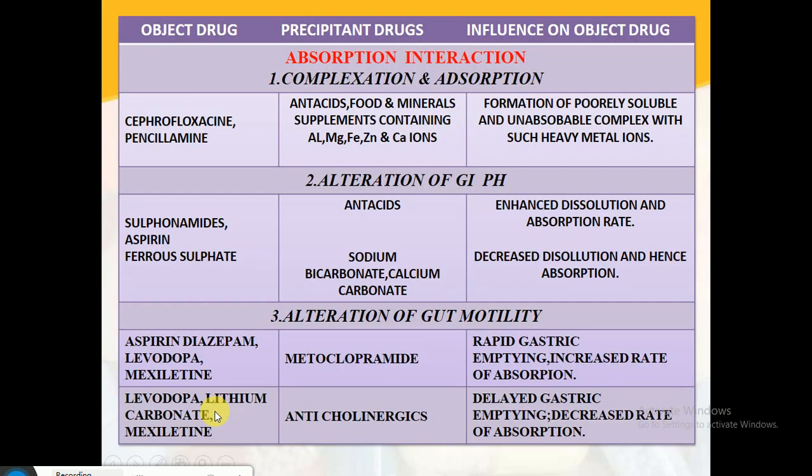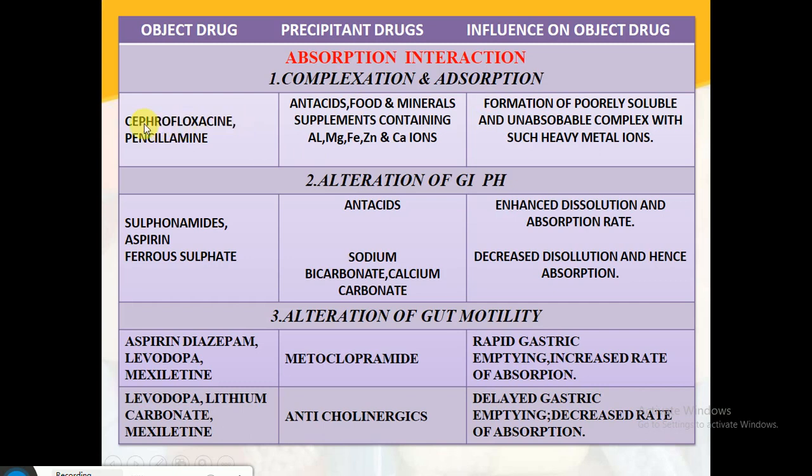Now look at this chart. This is called the object drug, and these are the precipitant drugs, and these are the influences on the object drug. So what are these? Here, look at absorption interaction. The first one is complexation and adsorption. As we have discussed about complexation and adsorption, how it takes place.